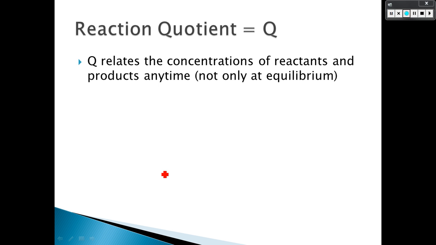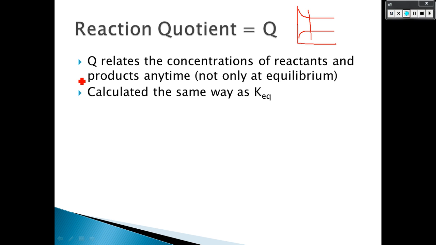So remember, when you're first starting out, there's going to be all reactants and no products, and then you slowly decrease your reactants and increase your products. If you remember that graph from the previous notes on Le Chatelier, here I'll draw it here, that looks like this and like this. And at some point, maybe here, that's where you reach equilibrium. But there are concentrations of reactants and products here as well. They're just not stable. So Q looks at the concentrations at any point in time during the reaction process.